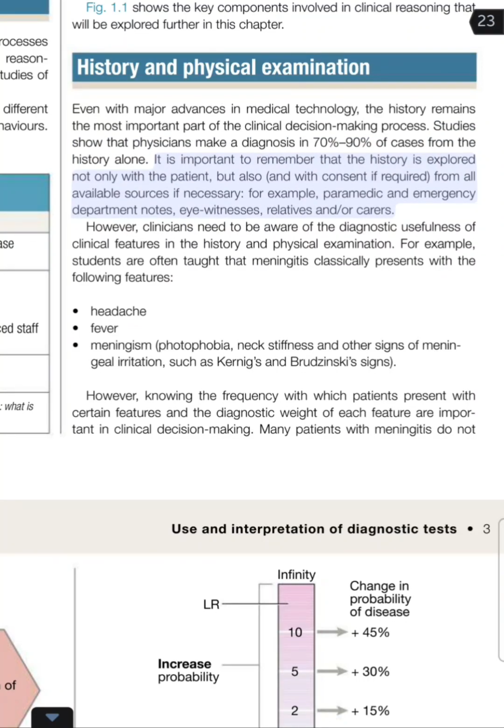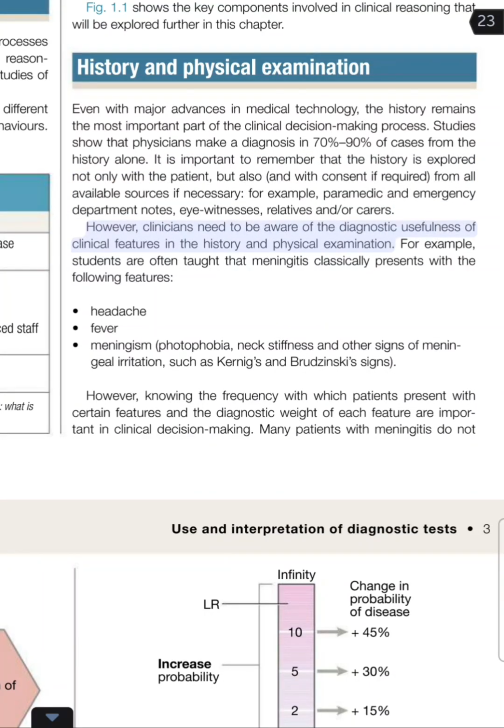It is important to remember that the history is explored not only with the patient, but also, with consent if required, from all available sources if necessary. For example, paramedic and emergency department notes, eyewitnesses, relatives and/or carers.